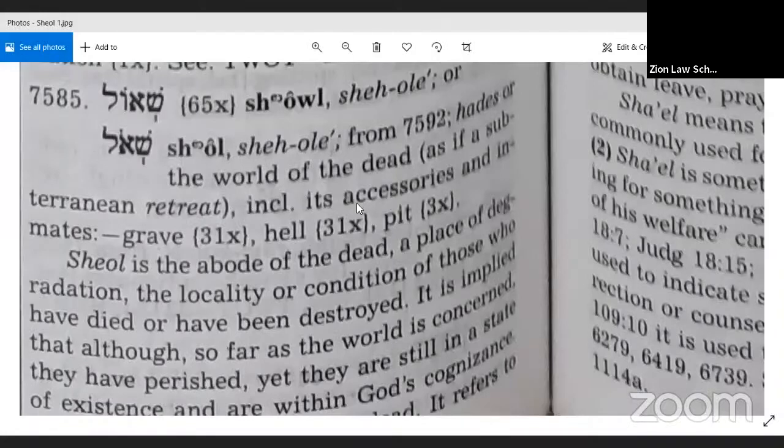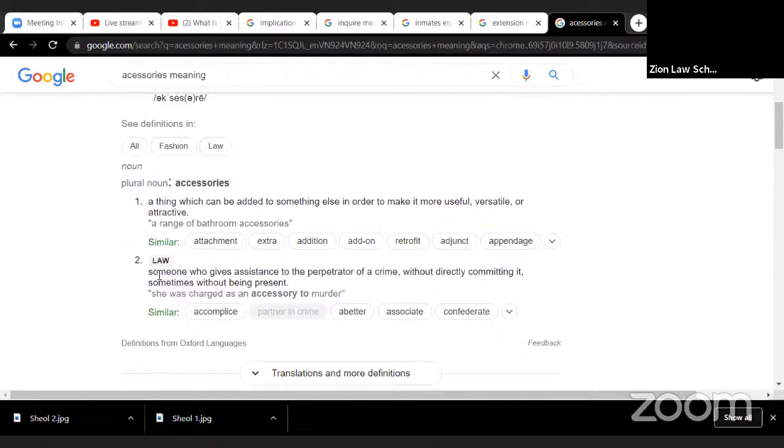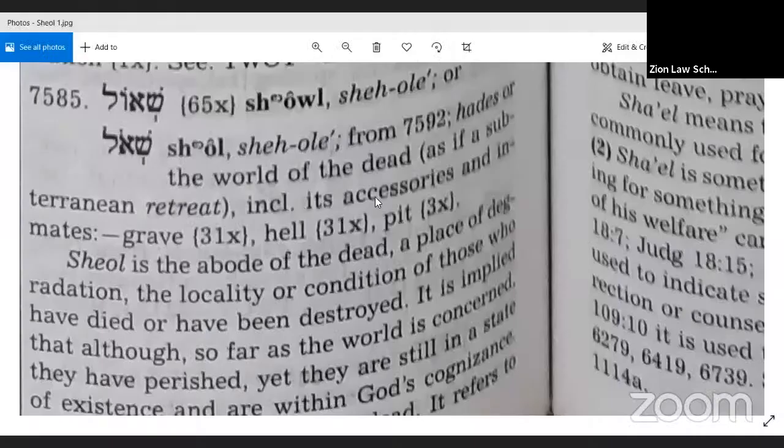So now let's look at this. Okay, so including its accessories. So I'm thinking, what might these accessories be? Are these accessories people? We just looked at the definitions. Or entities, let's say people, entities, whatever. So are the accessories someone who gives assistance, right, to the function of hell? Or is it a thing that can be added to hell, right? Yeah. That's what it's saying to us, right? Right.